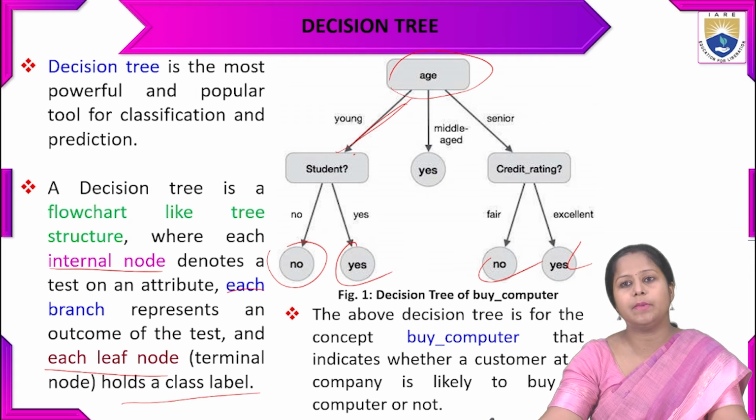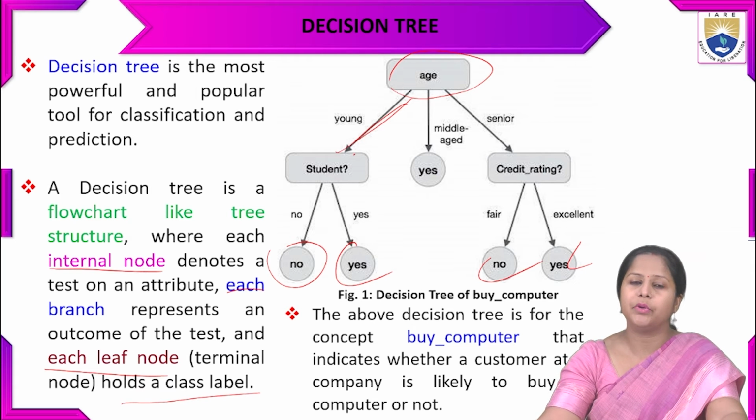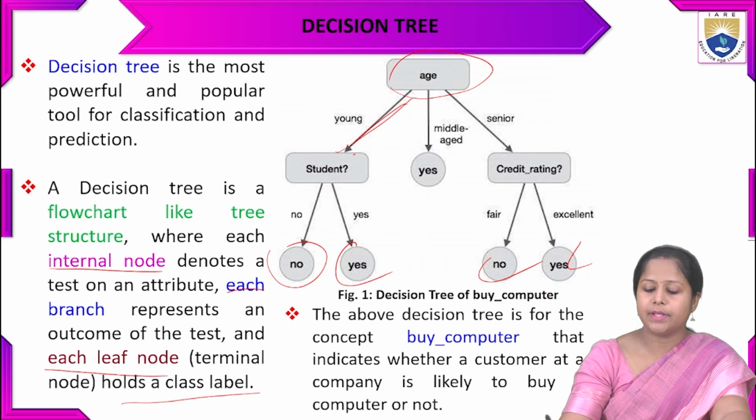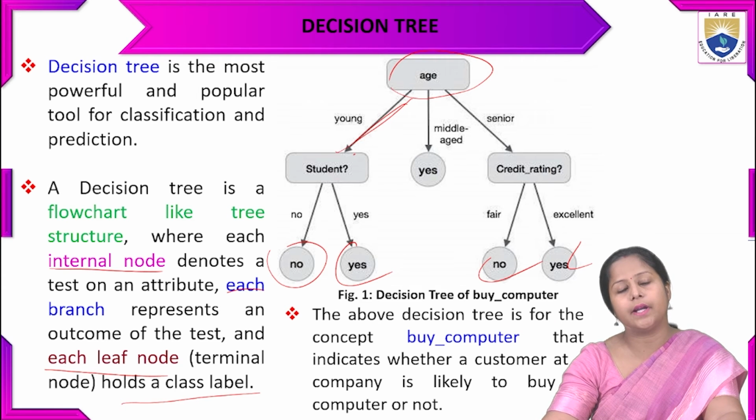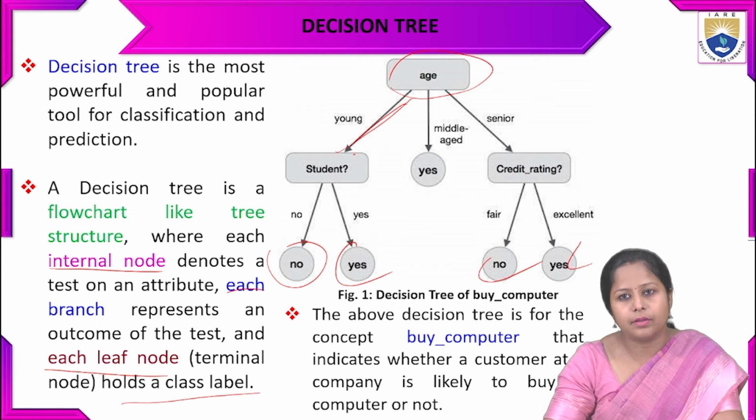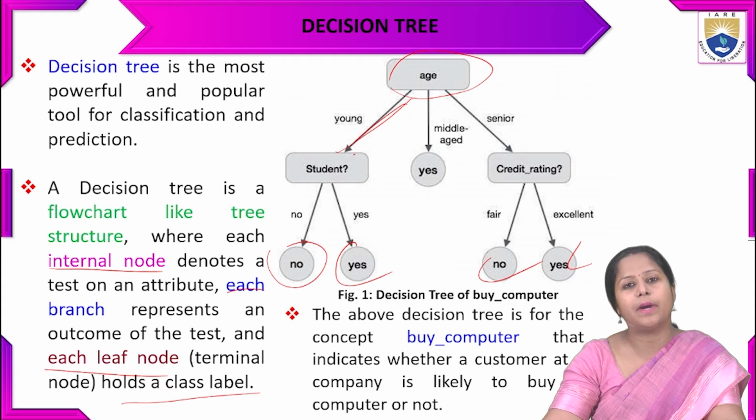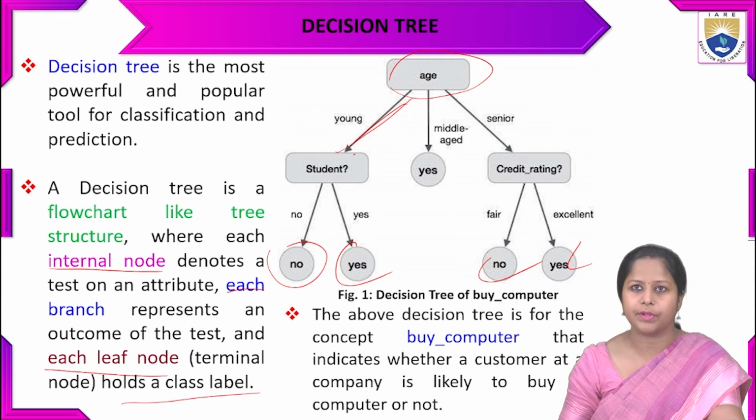This decision tree is basically for buys computer. The above decision tree indicates whether a customer of a company is likely to buy a computer, or is not likely to buy a computer.